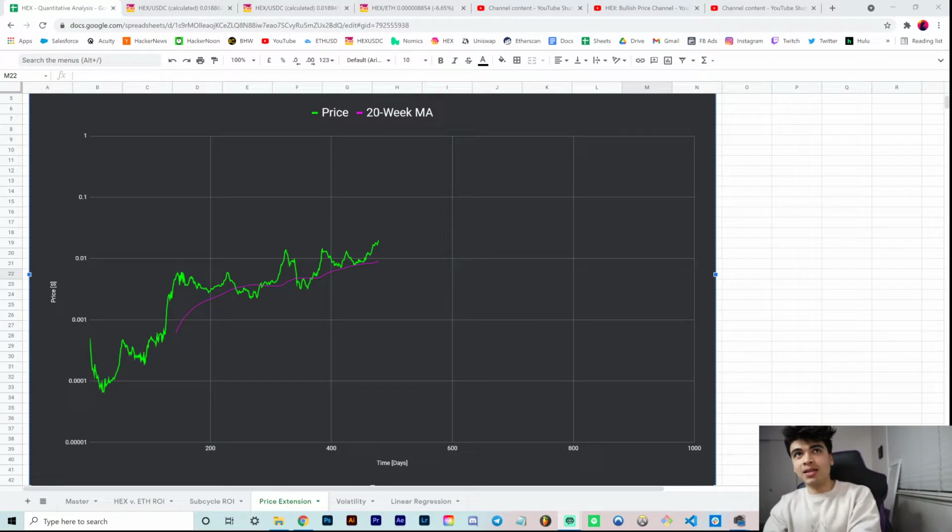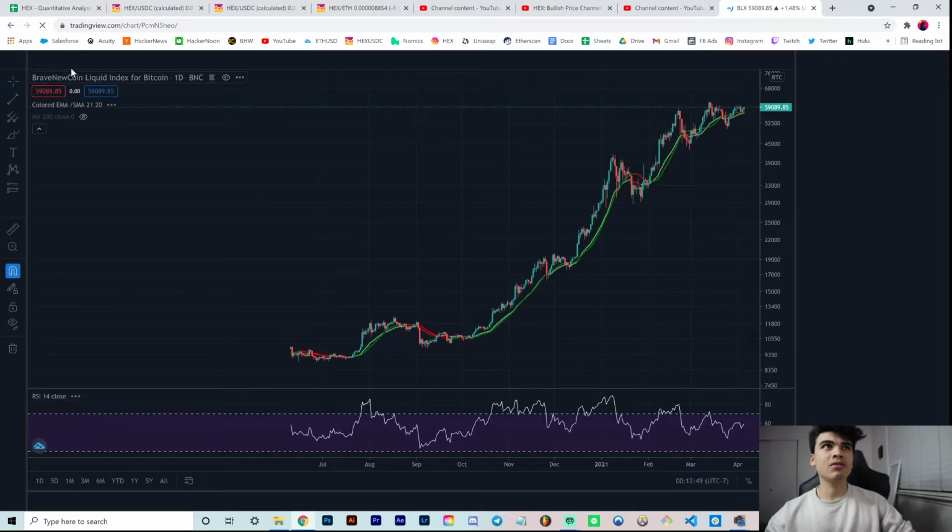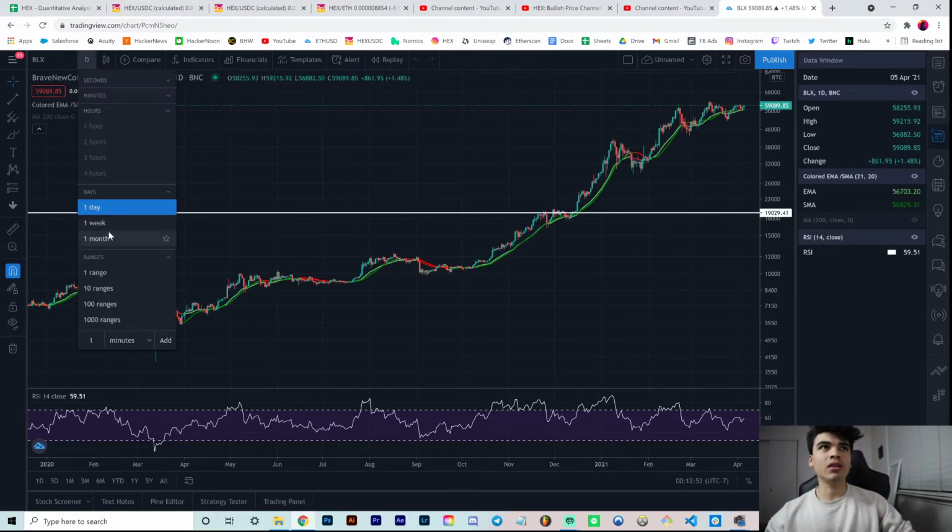Now the reason that the 20-week moving average is significant, not only in HEX, but in all markets, is because it serves as a sort of distinguishing curve where beneath it sentiment is usually very bearish and above it sentiment is usually very bullish. It just came to mind that I should give you an example here with Bitcoin.